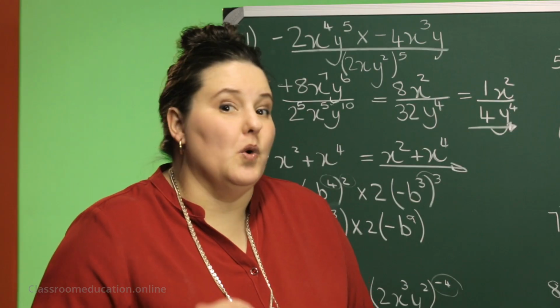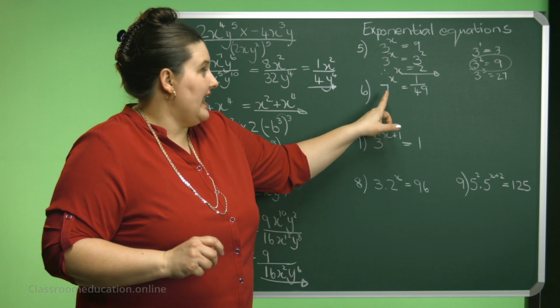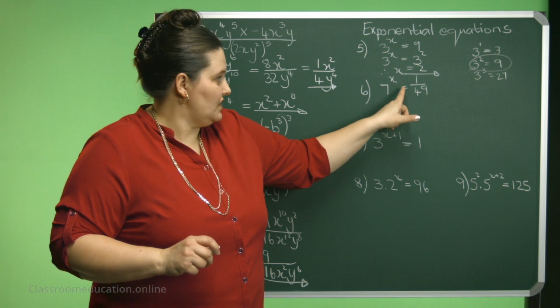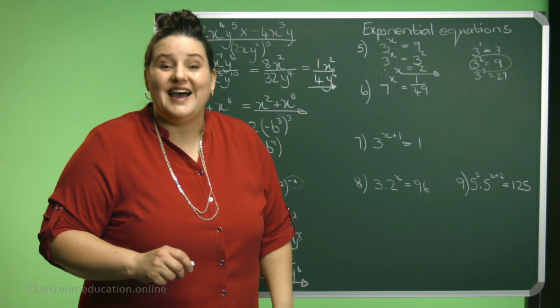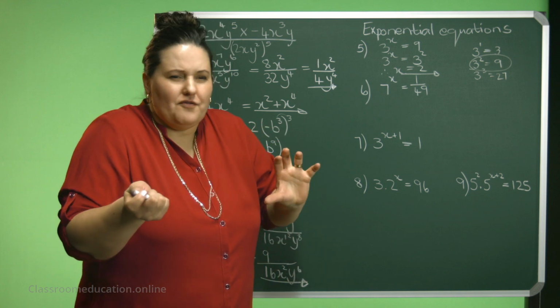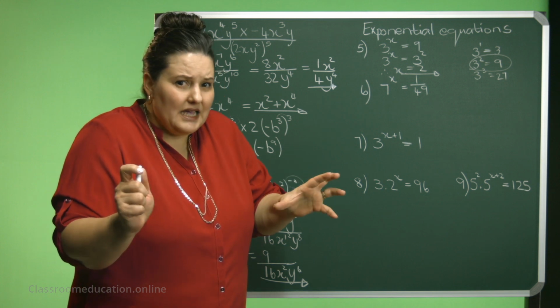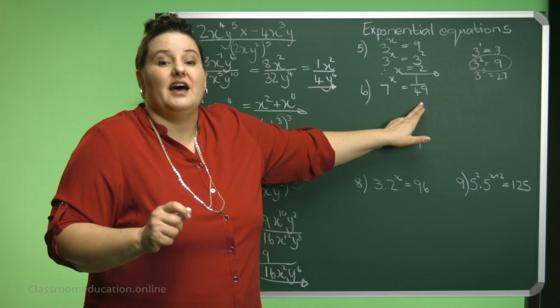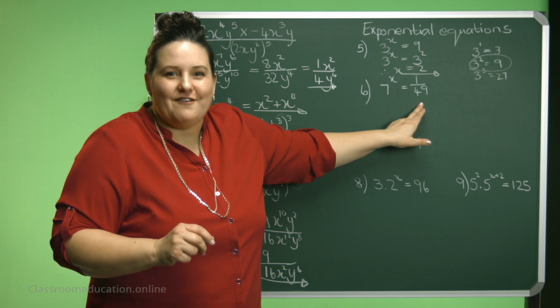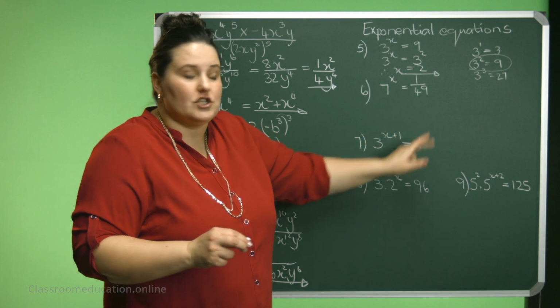Let's do a couple more. The next one, question number 6. I have 7 to the power of x equals 1/49th. Okay? Is there something familiar of the values that you see there? The 49 is actually 7 squared. Now let's change the 49 to a 7 squared.